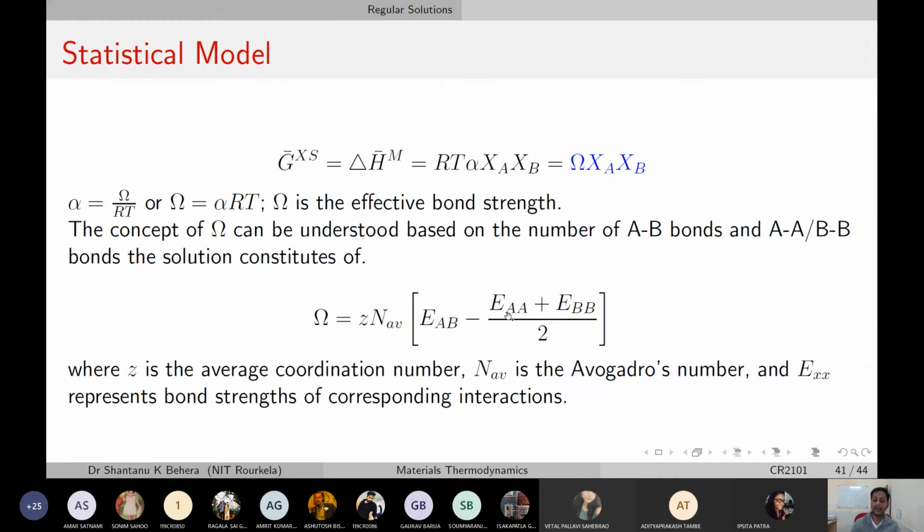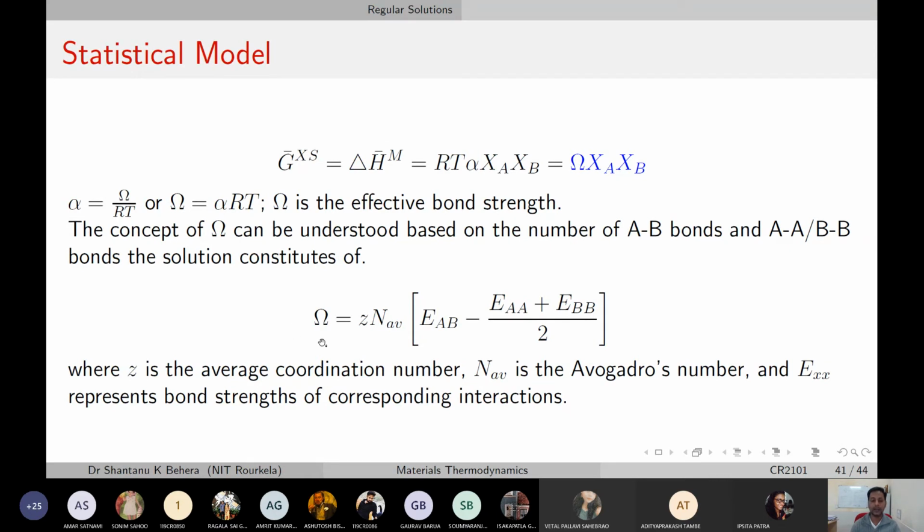Right. On the other hand, if you see that the homotype interactions are stronger, that means this is a larger number, not talking about the negative part of it, because all of these bonds are negative bonds. If this number is larger than this number, then this whole number is going to be negative, and you assign the negative sign of the bond energies, which makes this omega a positive number, and that would lead to positive interactions, I mean, positive deviation from Raoult's law, where the homotype bonds are more effective.